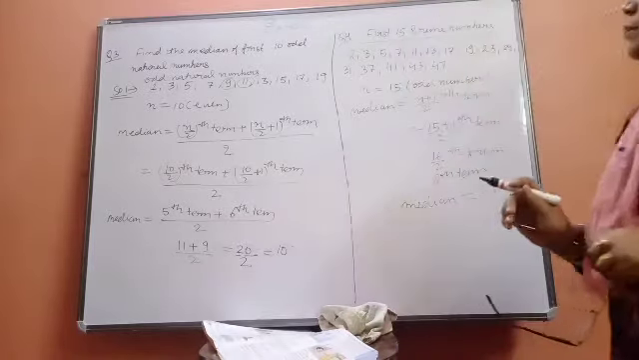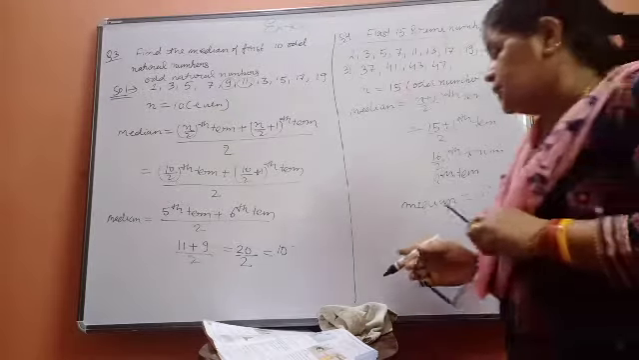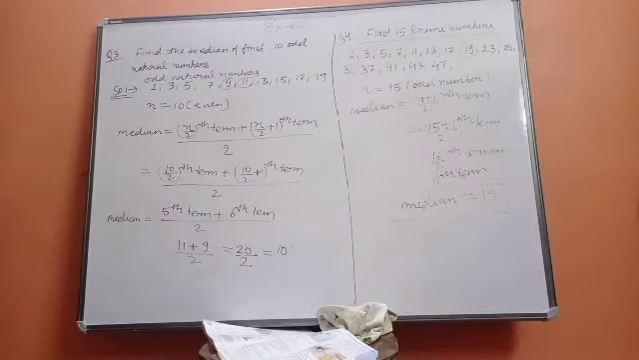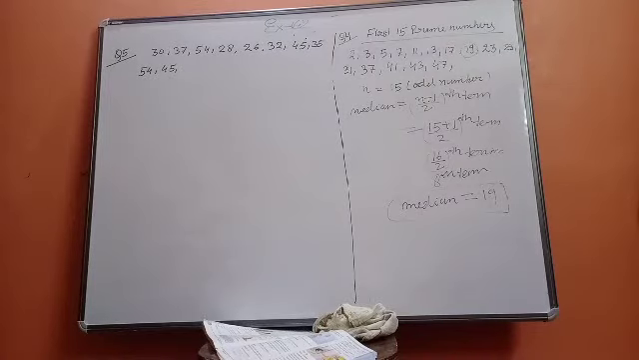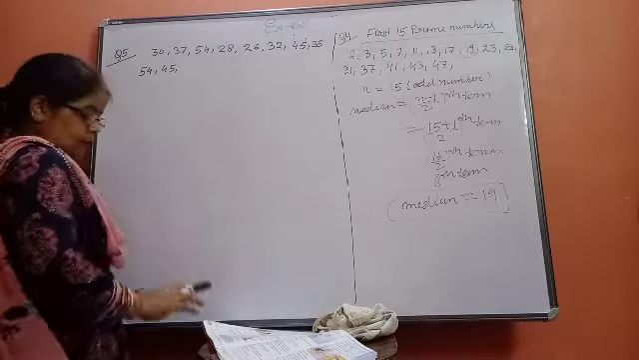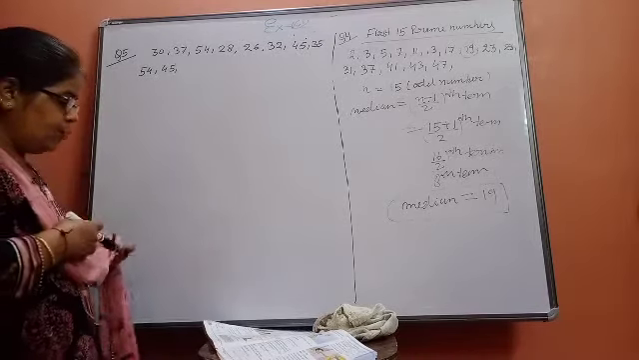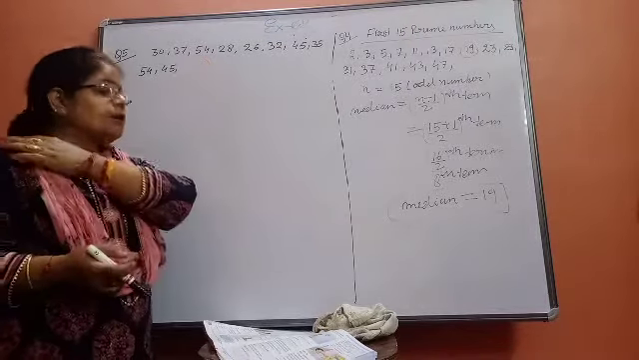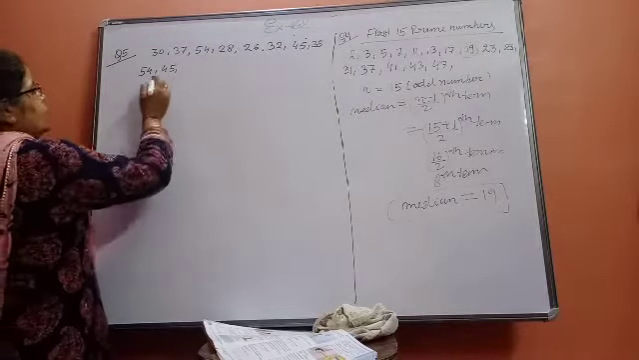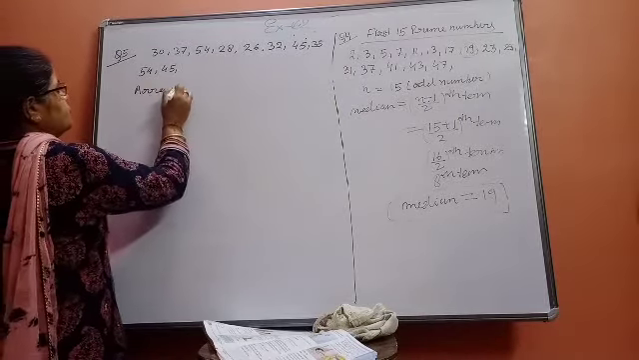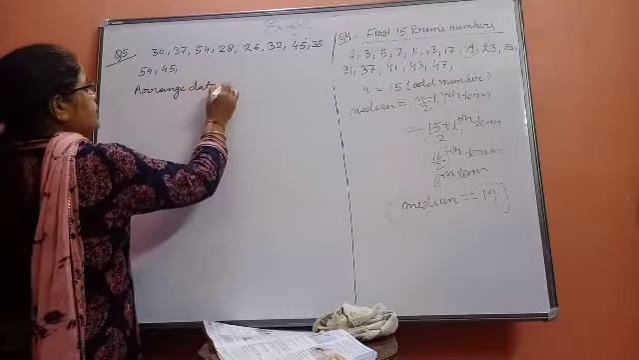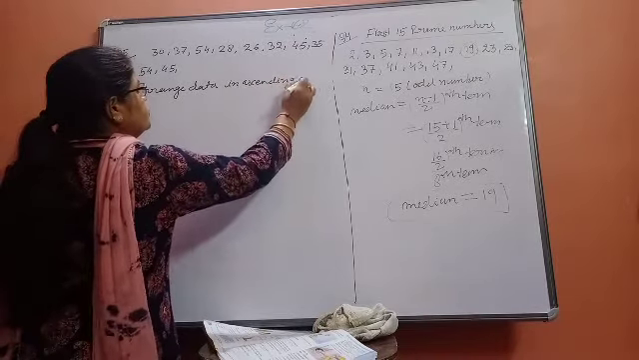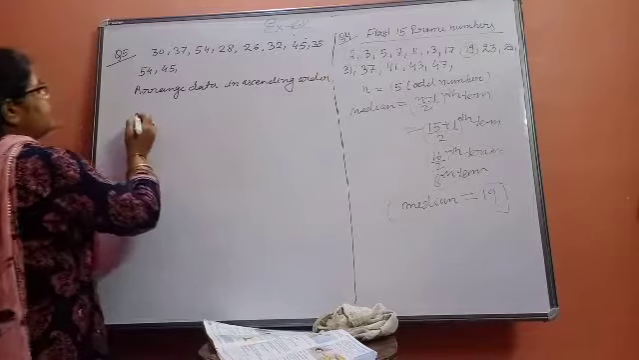Okay, see now the last question from this exercise, that is question number 5. Now we are going to do that. Now see, beta, question number 5. The ages in years of 10 employees of a firm are these ones. Find the median. So how will we do it? First of all, arrange the data in ascending order. Okay, so arrange them in ascending order now.